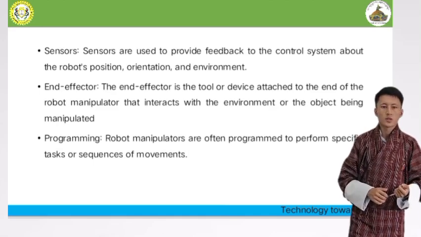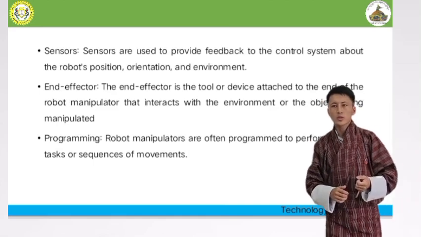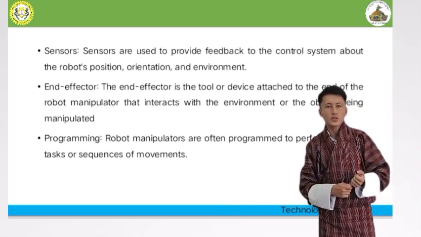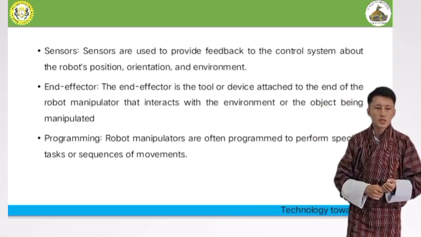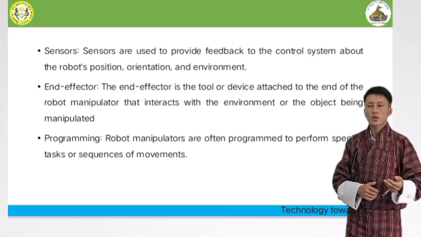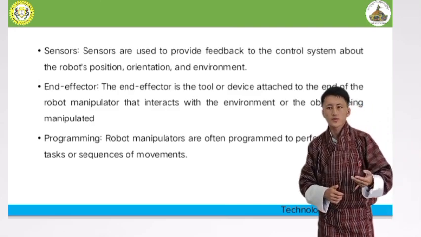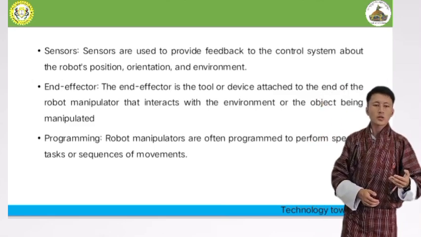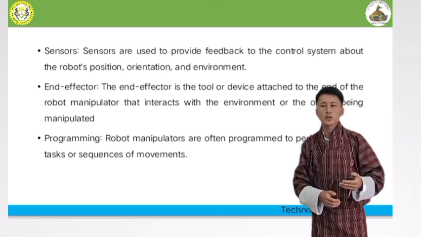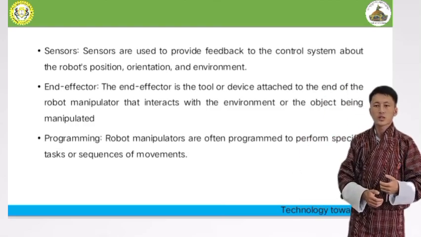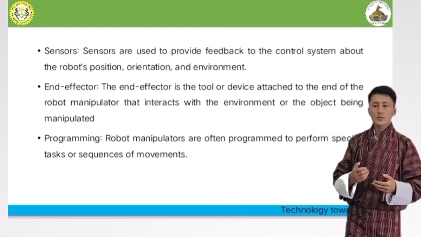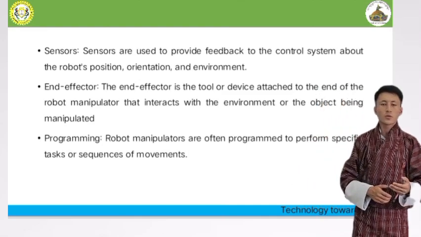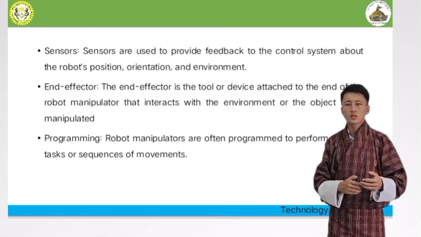And last, we have the programming. Robot manipulators are often programmed to perform specific tasks or sequences of movements. This can be done using various programming languages or graphical user interfaces, depending on the robot's control system. Some common methods of programming robot manipulators include teach pendants, lead-through programming, offline programming, and scripting languages such as Python, which allow for more complex control and integration with others.